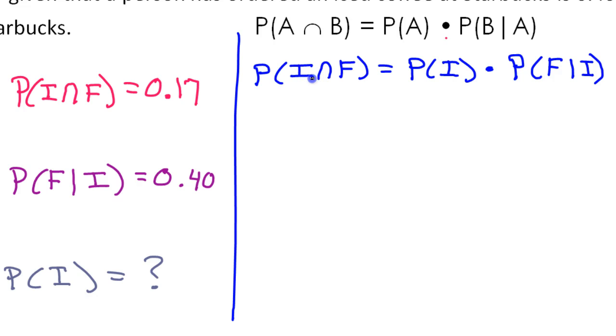We're given the probability of I and F, so that would go right here, 0.17. We are not given the probability of I. That's what we're looking for, the probability of ordering iced coffee. We are given the probability of being female, given that you order iced coffee, is 0.40. I feel like maybe I should put that in parentheses or something.